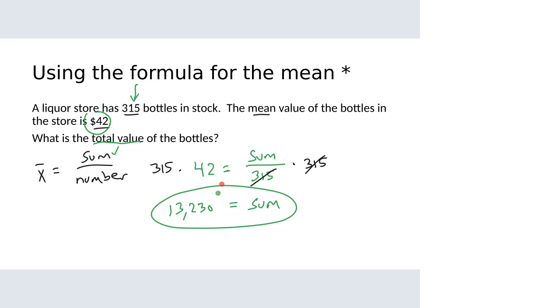And just to cement that for a second, what we're saying here is that if I add all the values of the bottles together, I get 13,230. I know there are 315 bottles, so if I divide that by 315, I get 42, which is the mean, and this is how I would find the mean, so it makes sense for 42 to be the mean here. Let me know if you have any questions on that before we look at a second type of problem.